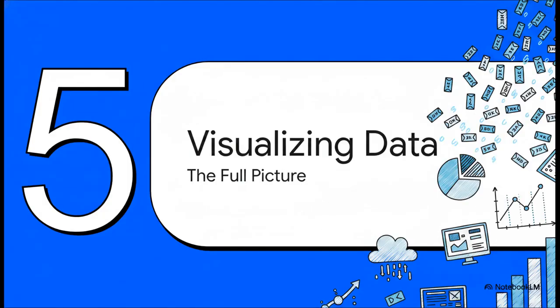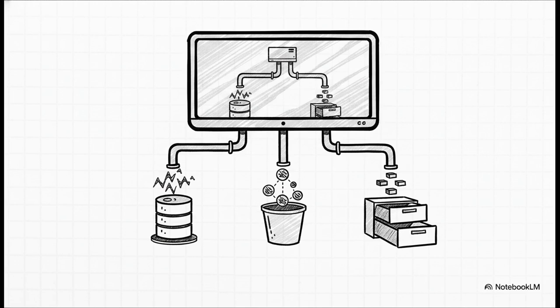Finally, part 5, visualizing the full picture. So to avoid those bloated, super expensive monolithic databases, we route our signals to highly specialized backends. We send our time series metrics to Prometheus, we send our logs to Loki, and we send our distributed traces to Grafana Tempo. Now, what makes Tempo so brilliant is that it's an index-free tracing backend.